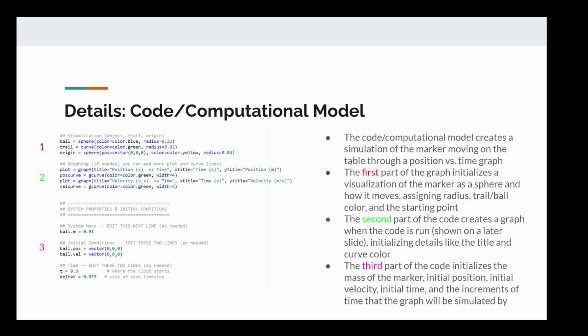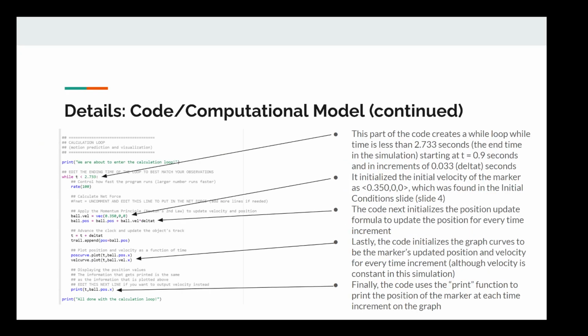The first part of the code initializes a graph, which shows a visualization of the marker as a sphere and how it moves. The second part of the code creates a graph when the code is run, which initializes details like the title and the curve color of the graph. The third part of the code initializes the mass of the marker, the initial position, initial velocity, initial time, and the increments of time that the graph will be simulated by. Most of this data is from the last slide, or last-to-last slide. And here are further details about the code.